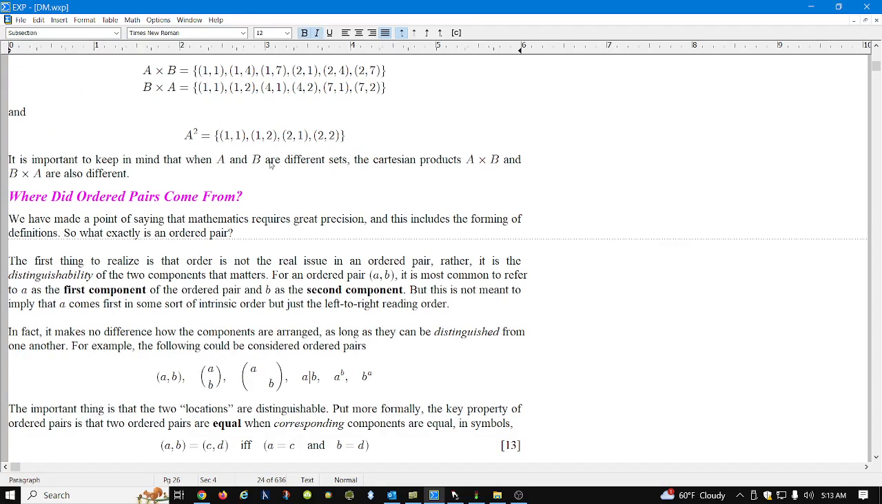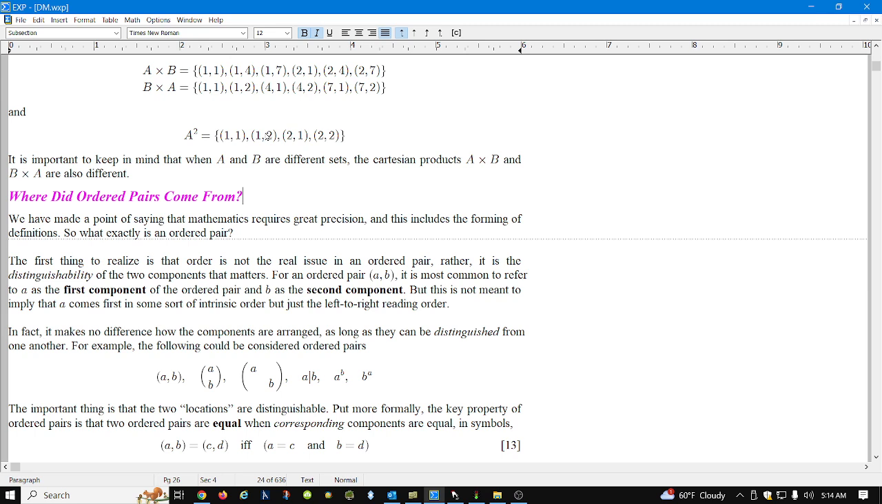Something you may not have seen before is the following. I've made a point of saying that mathematics requires great precision, and that includes, of course, the forming of definitions. So what exactly is an ordered pair? How do you define ordered pairs using the ZF axioms of set theory?